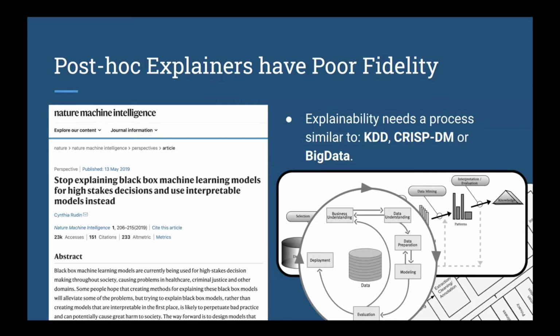And Cynthia Rudin has argued that instead of using post hoc explainability, we should focus more on building transparent machine learning models upfront. And to this end, we should try to find an XAI, explainable artificial intelligence process that could guide us and help us to achieve that, similar to what we have in data mining, like KDD, CRISP-DM, or big data processes that guide you through building and maintaining your predictive models.